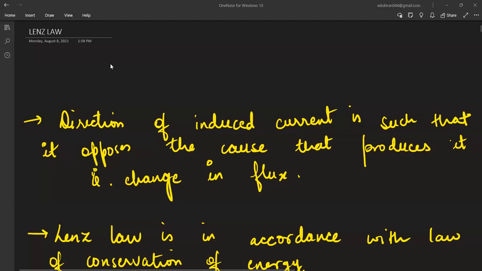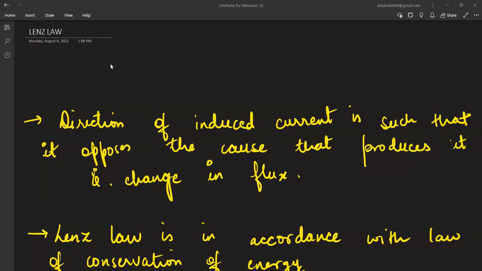See class, coming to Lenz law. Now, remember yesterday only I have told you that I am not explaining the minus sign. Why? Because we have a separate law for that. That is Lenz law. So, just wanted to discuss Lenz law with you.